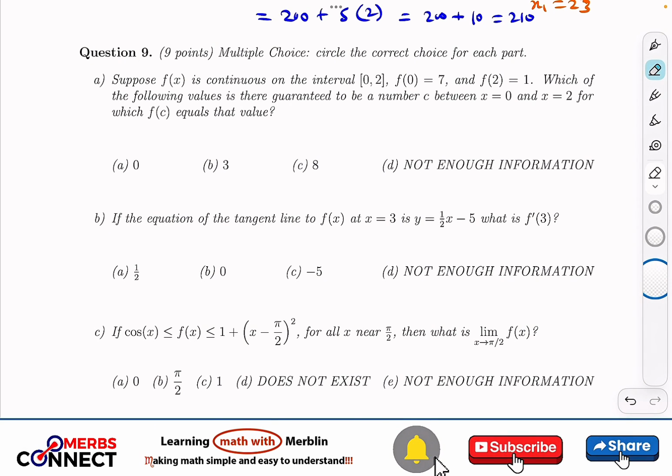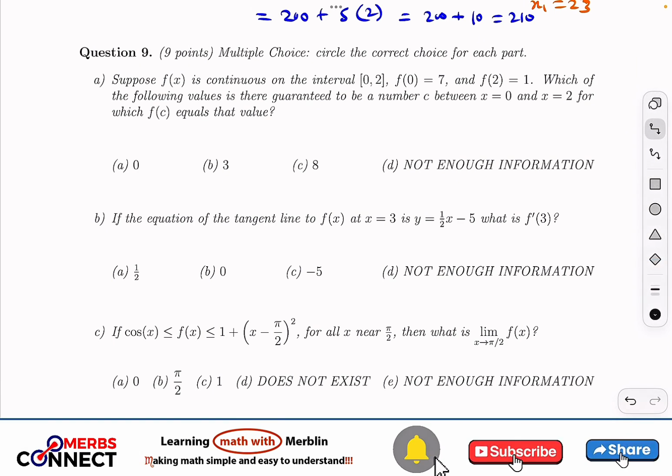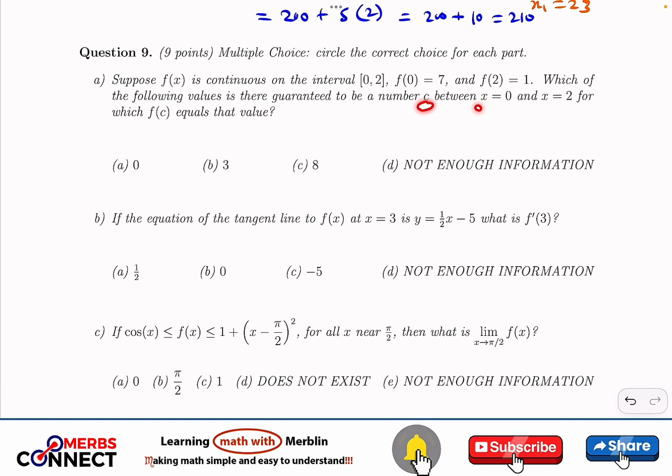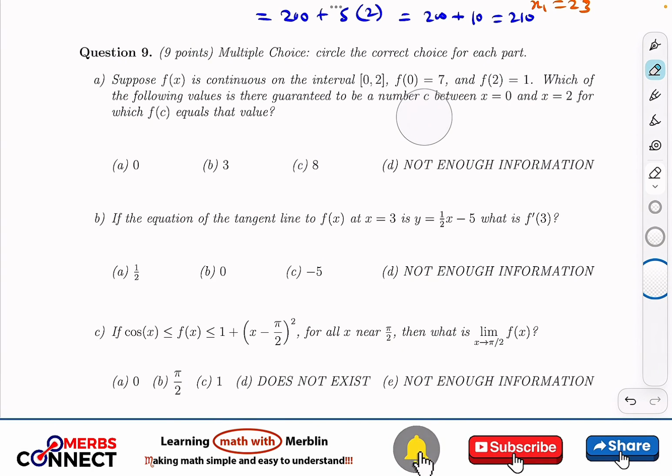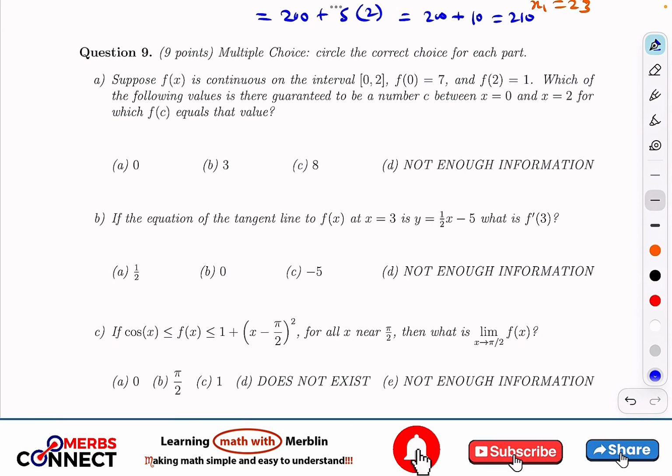With the intermediate value theorem, here we see that we want c to be between x equals 0 and x equals 2. So this is the quick way to find the value of c. c is between 0 and 2. So I'm going to pick the function on it: find the value at 0 and then find the value at 2. When you find the value of c, it's still going to lie between them.